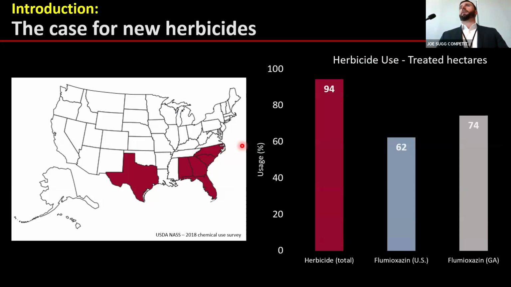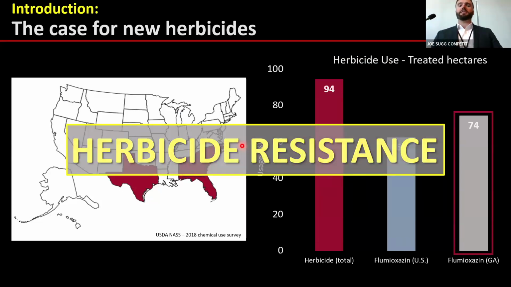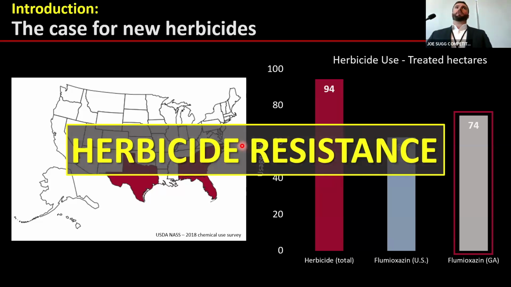So as many of you have probably heard multiple times throughout this talk this week, across all the U.S. production, 94% utilize at least one herbicide application throughout the growing season. And 62% utilize Valor as a pre-emergent application, flumioxazin. And more specifically for us in Georgia, over 74% utilize flumioxazin as a pre-emergent herbicide. And so you can see how this can be concerning when we're using repeated use of the same mode of action over and over again across not only peanut, but other production systems as well. And this ultimately will lead to increases in herbicide resistance.